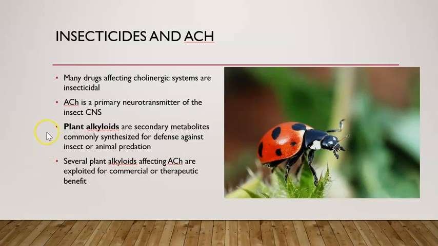The big group would be plant alkaloids. These are secondary metabolites, which are commonly synthesized for defense against insects or animal predation. A lot of plants will produce these plant alkaloids. Now, we can exploit the effects of these plant alkaloids for commercial and therapeutic benefits.